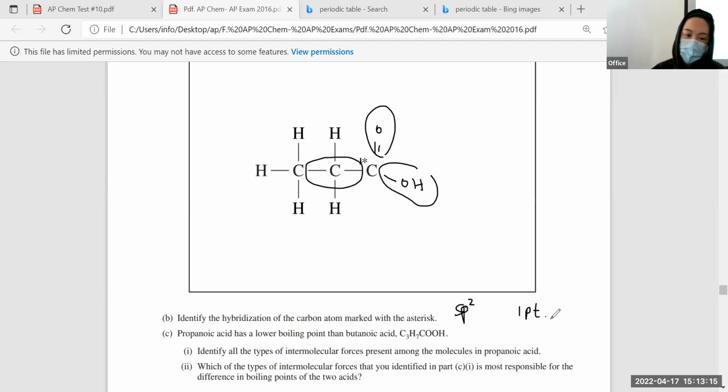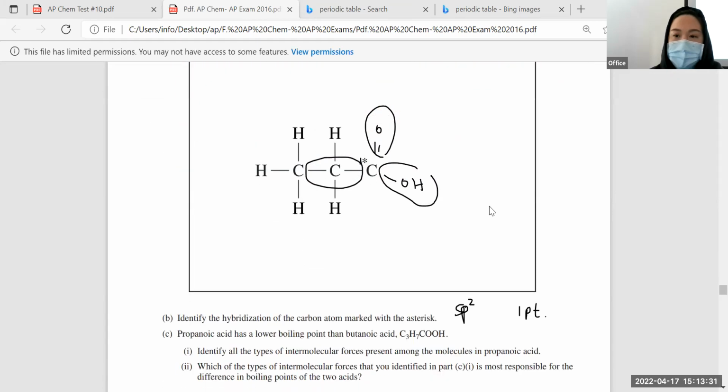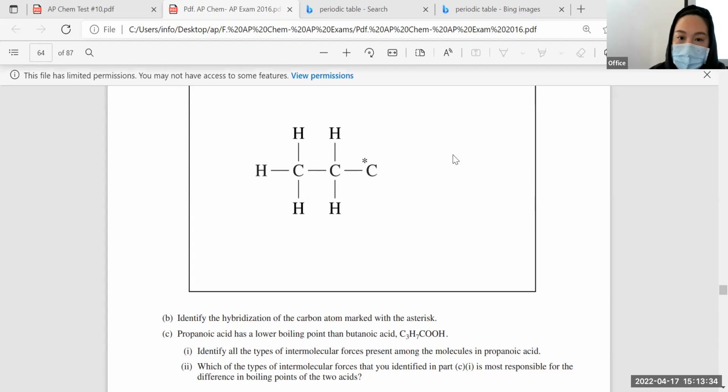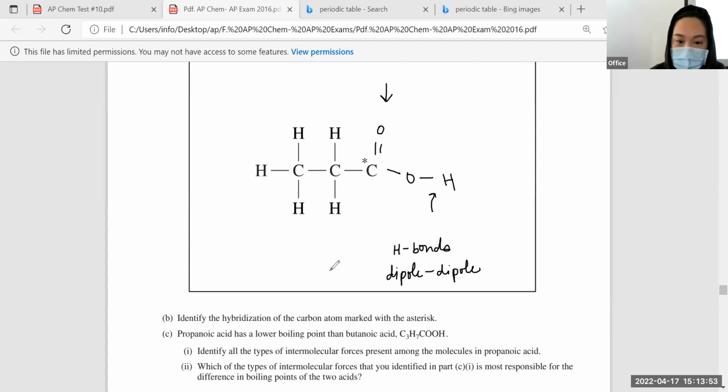Propanoic acid has a lower boiling point than butanoic acid. Identify all the types of intermolecular forces present among the molecules in propanoic acid. H bonds, dipole, dipole, right? H bonds here, dipole, dipole here, right? LDFs.